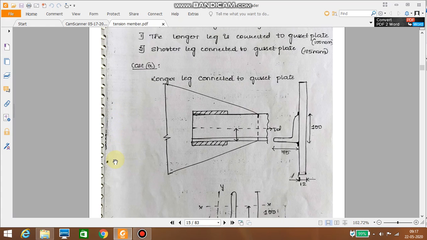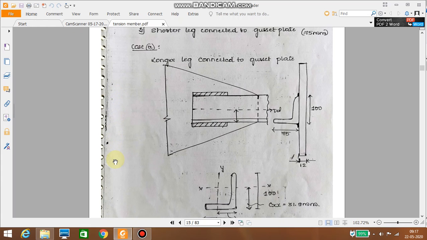The longer leg is connected to the gusset plate, that is the 100 mm leg is connected to the gusset plate, and the 75 mm leg is the outstanding leg. So let us imagine this is how the welding is done. L1 and L2, let us consider the lengths of the welds. This is 75 mm, this is 100 mm, and the thickness is 12 mm. This is the tension TD.